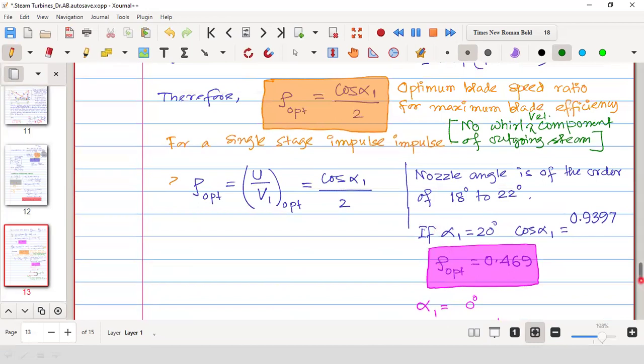Okay. Now, therefore, what is the maximum efficiency? Maximum efficiency is equal to, now we will put that optimum value of rho there. So it will be 2.